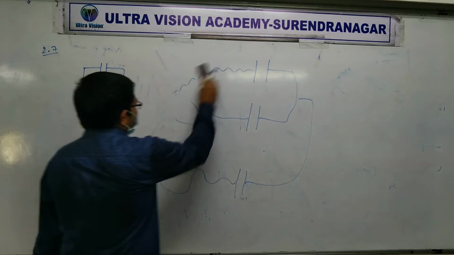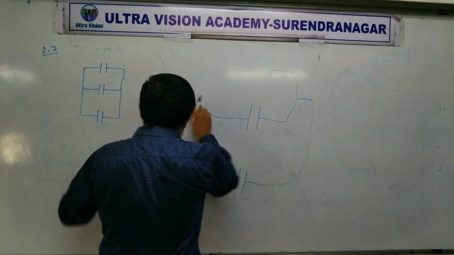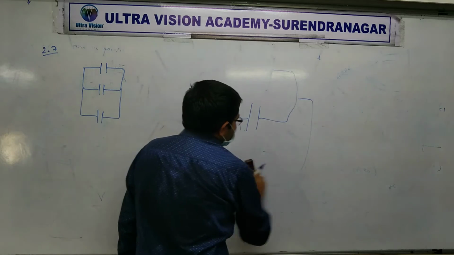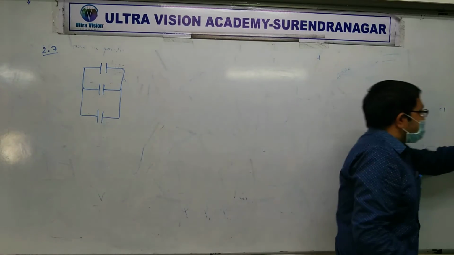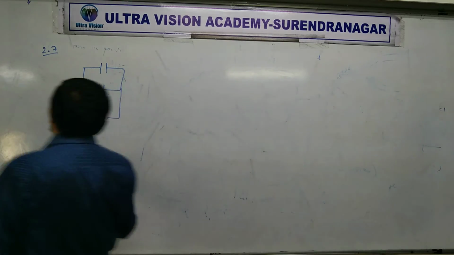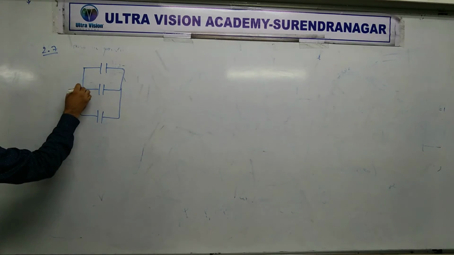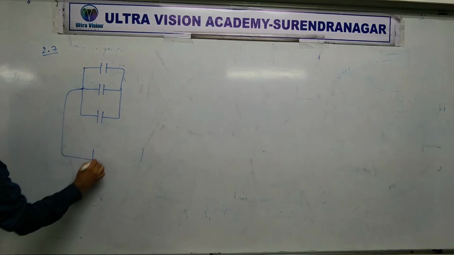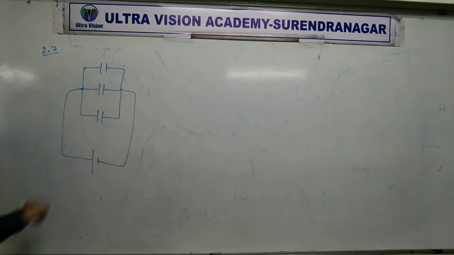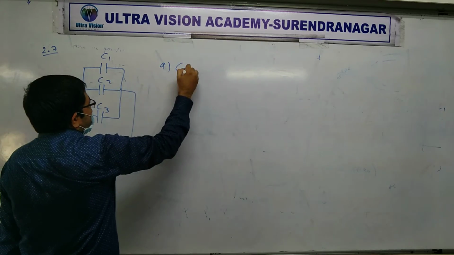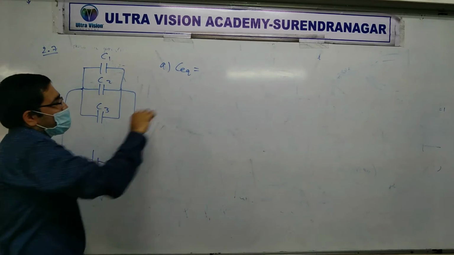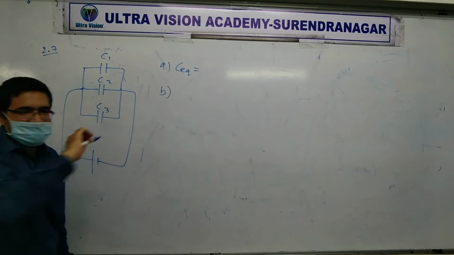Right? So, we will draw it like this. Yeah, here. So these are in parallel. Now they might be connected with some battery. Okay, like this. C1, C2 and C3. What do we have to find first one? Equivalent capacitance. Yes or no? Yes. Second.